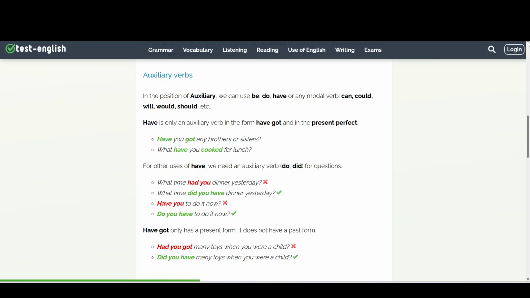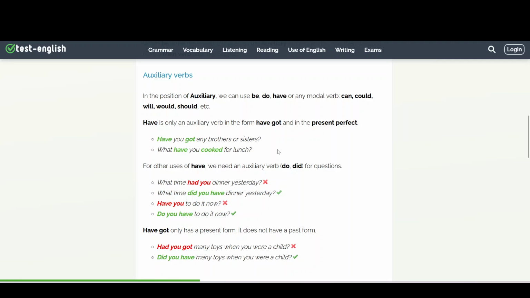Auxiliary verbs. In the position of auxiliary, we can use be, do, have, or any modal verb: can, could, will, would, should, etc. Have is only an auxiliary verb in the form have got and in the present perfect. Have you got any brothers or sisters? The main verb is got and have is the auxiliary verb.